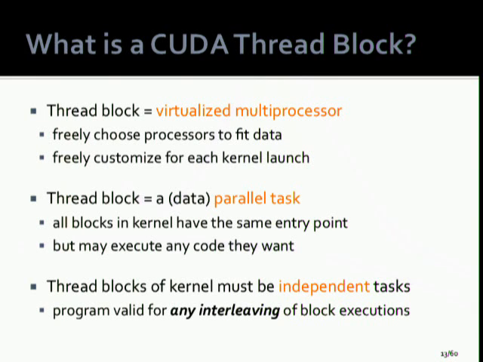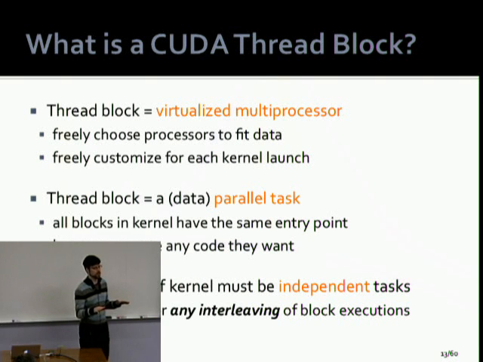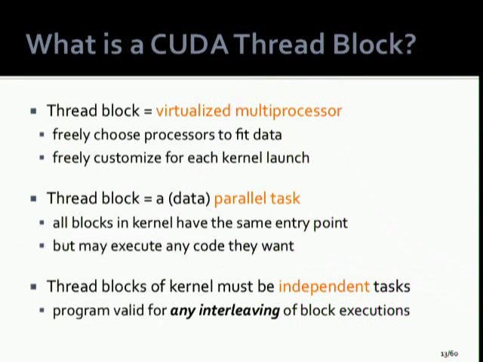Another way to think about thread blocks is as a data parallel task. Like I said, all the blocks in the kernel have the same entry point because we're doing this parallel function launch. But once we start, we can have all of the blocks do whatever they want. You could have the first half of the thread blocks in my kernel run program A, and the second half run program B. And there's no performance penalty for doing that, if you have different thread blocks running different programs, because the hardware is very MIMD.